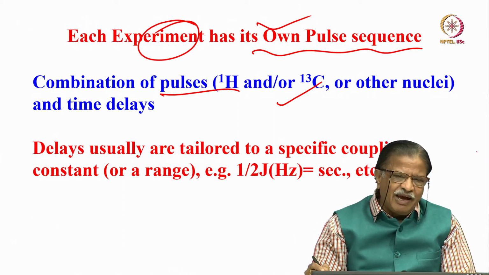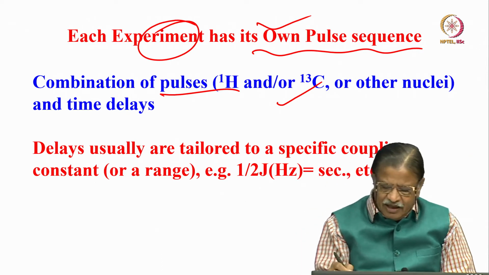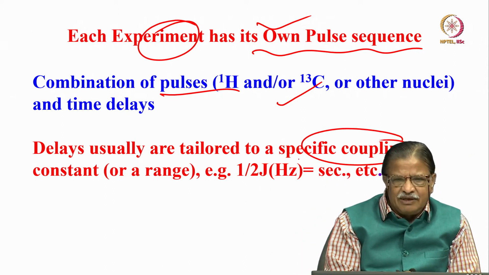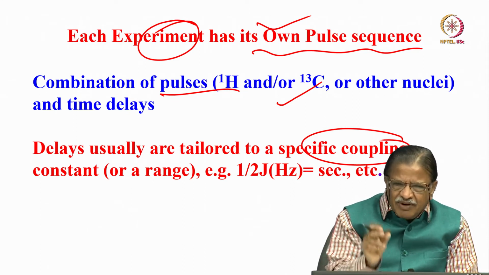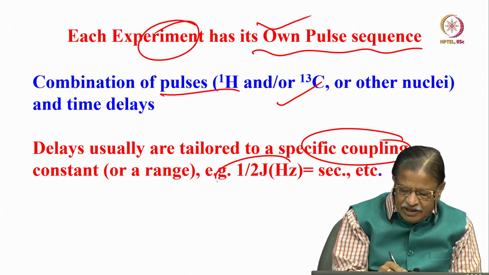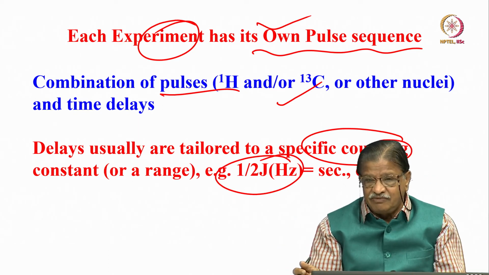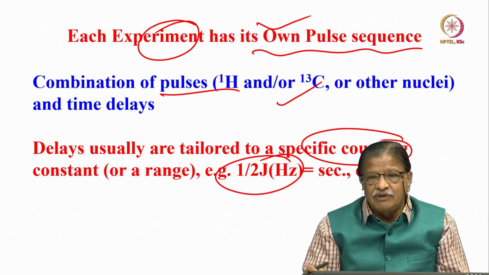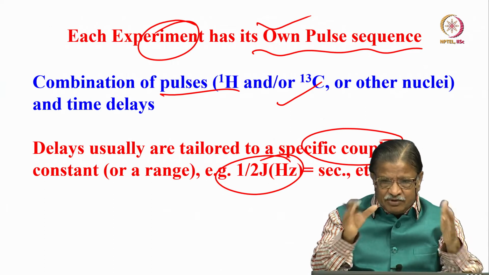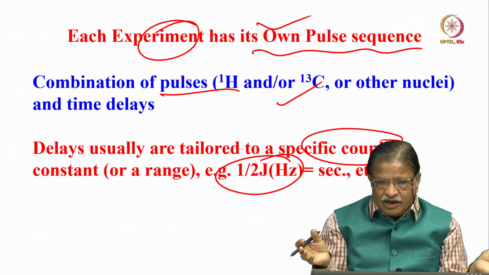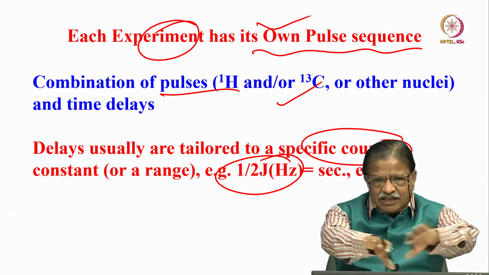And usually when we have delays, especially we discussed about INEPT, the delays can be tailored to a specific coupling constant or over a small range, like 1/2J. Remember we discussed that in-phase will become anti-phase. We observed that at exactly 1/2J. When two spins are coupled, both homo or heteronuclear, we observed that when you bring the magnetization to the XY plane, they start fanning out.